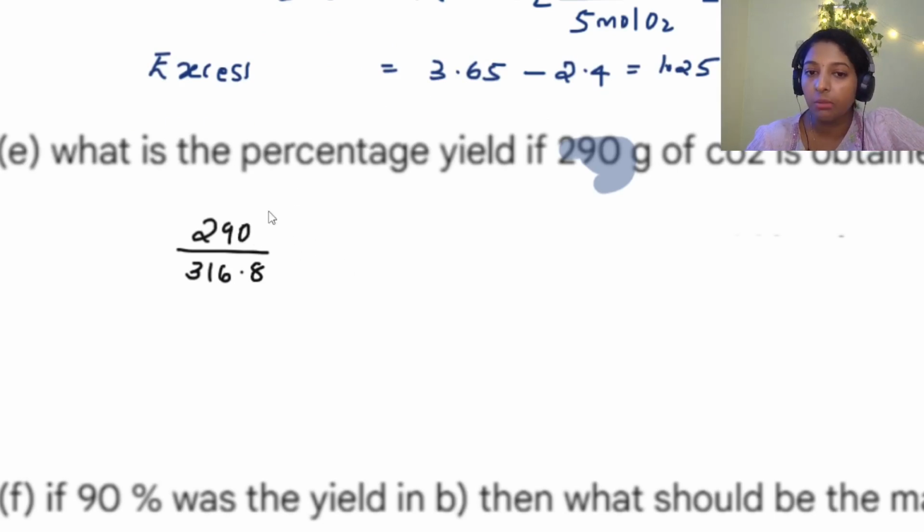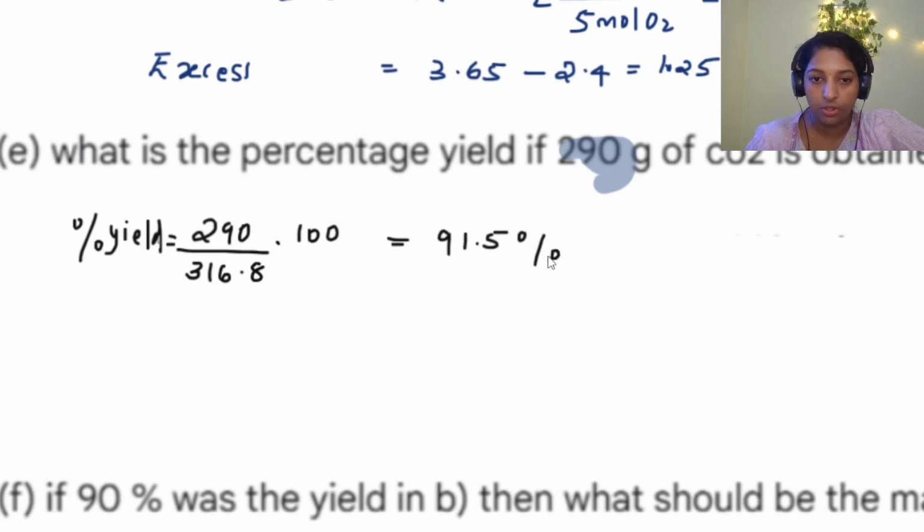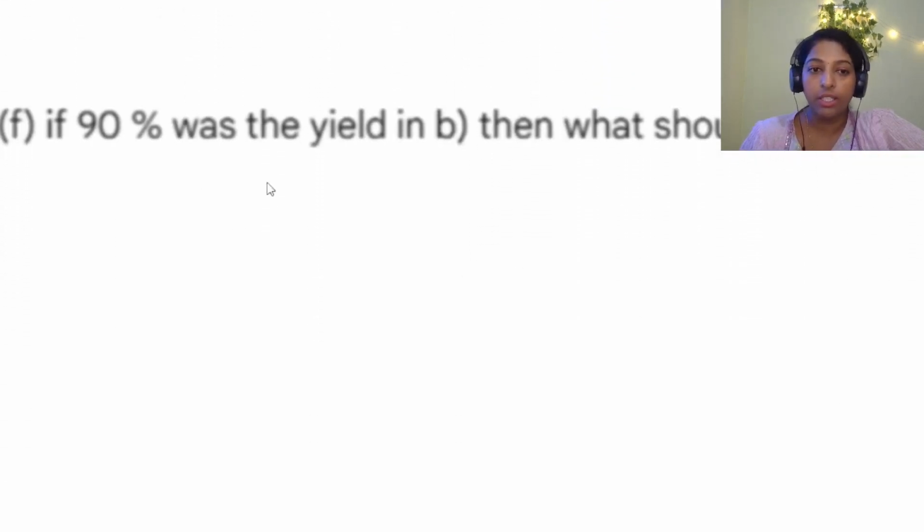So percentage yield is nothing but actual yield, this is the actual yield, divided by the theoretical yield, times 100. That's it. So what is that one? I think it is 91.5%. Clear? That's all. So the percentage yield is nothing but actual yield over the theoretical yield times 100. Okay, then the last question.